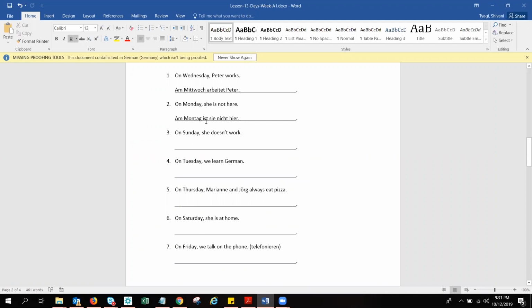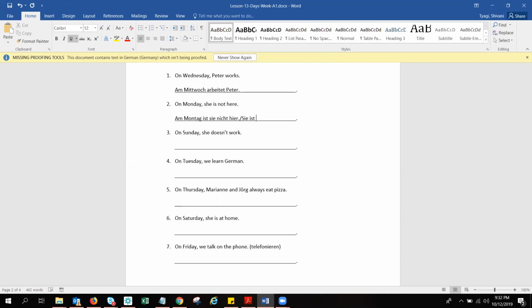Am Montag ist sie nicht hier. Because we are using "on Monday" in the first position, that's why the verb is there. But it doesn't mean that if "on Monday she is not here" is written, you have to put the time on the first position. You can say: Sie ist nicht hier am Montag. That will be the same thing.